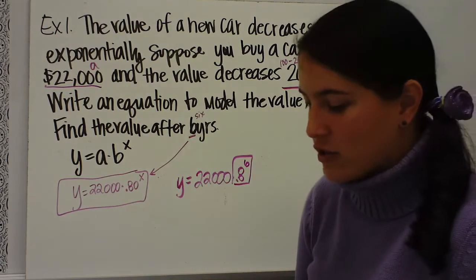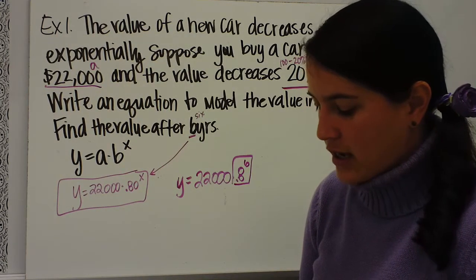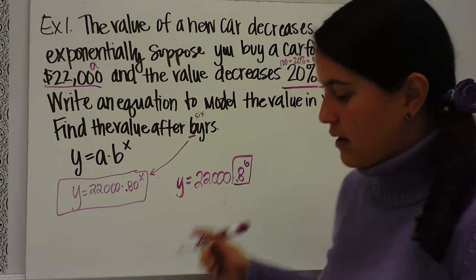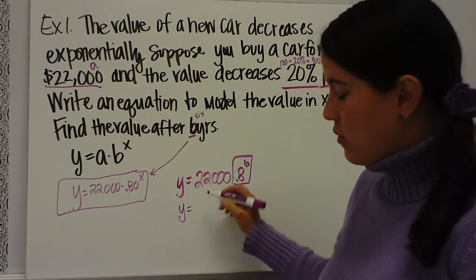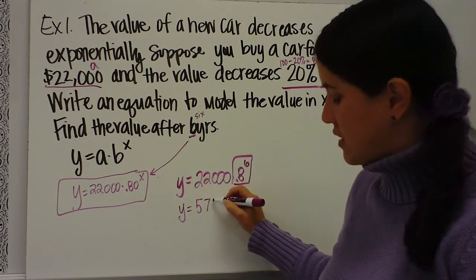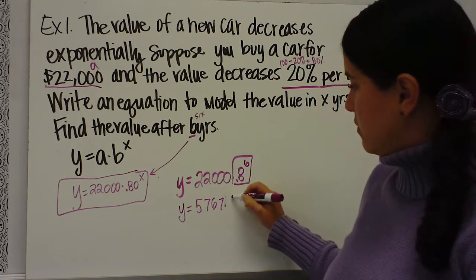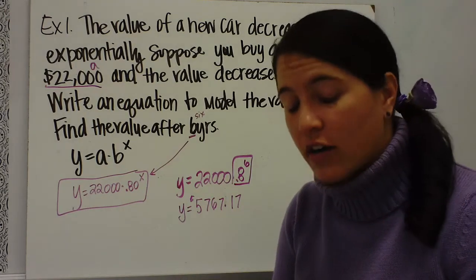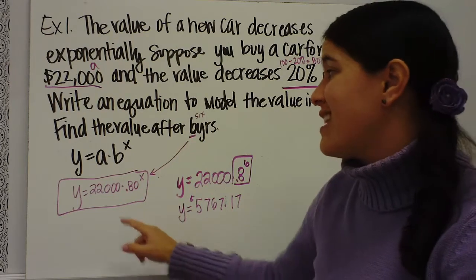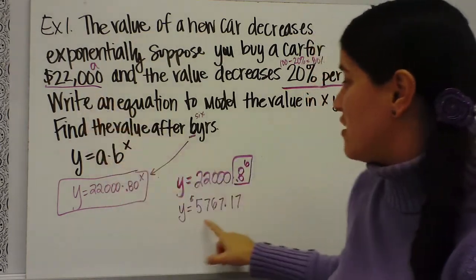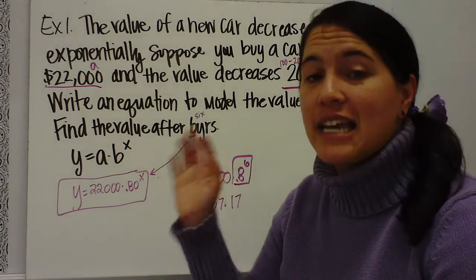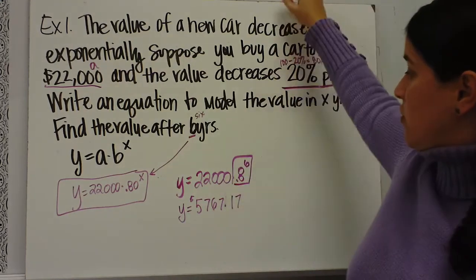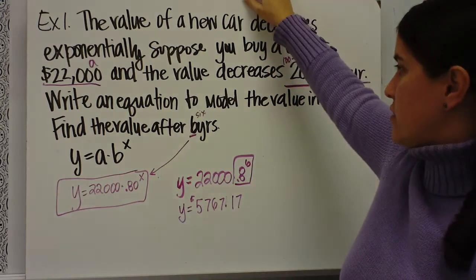So we are going to calculate that first in our calculator. 0.8 to the 6th power. And then times 22,000. And y equals $5,767.17. So that is the value of the car after 6 years. So you can see from the time that you buy it at $22,000, after 6 years, it has definitely decayed. That's what's called exponential decay, it starts to decrease to that amount, $5,767.